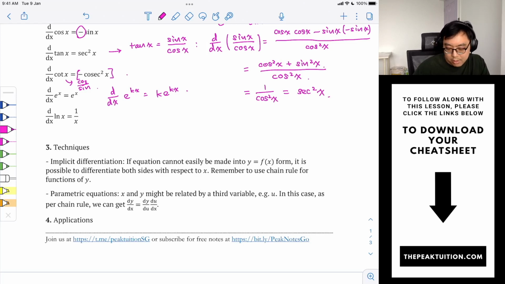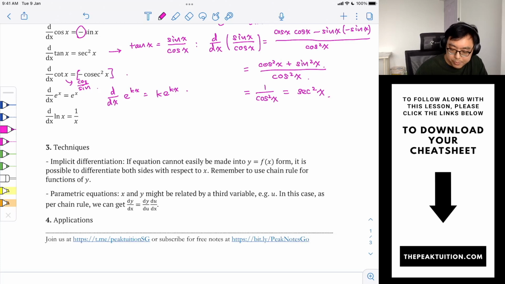So for techniques, if the equation cannot be easily made into y equals f(x) form, because previously we have always been just differentiating a single function, right? Like for example, sine x over cosine x, that's just a single function. If it cannot be easily made into a y equals f(x) form, then it is possible to differentiate both sides with respect to x.